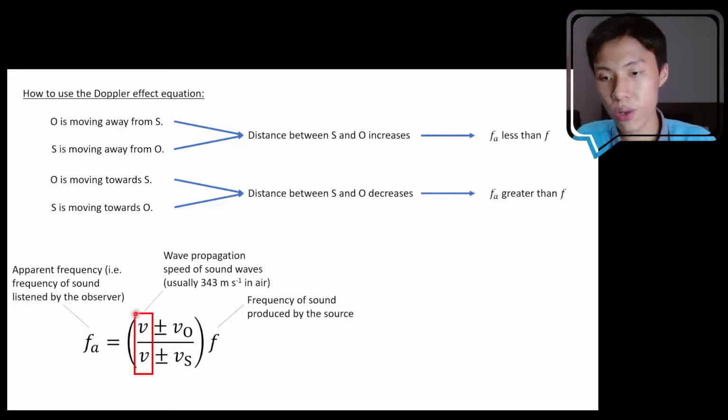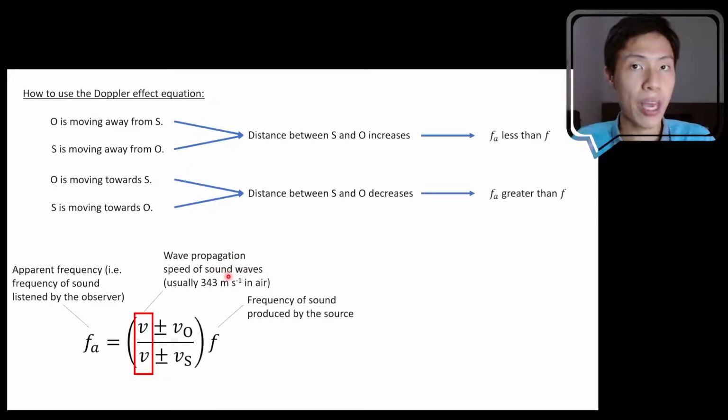Next you have this V over here. This V represents the wave propagation speed of the sound wave in the medium. If your medium is air, then it's usually 343 or 340 or 330, depending on the humidity and the temperature of the air. But this value is usually given in the question. If it's water, then it's definitely not 343. If it's traveling in a liquid, like paraffin oil, then of course it's another wave propagation speed. The wave propagation speed of the sound wave depends on the medium.